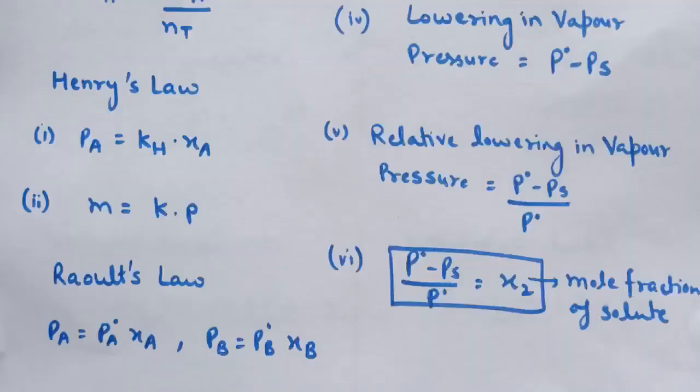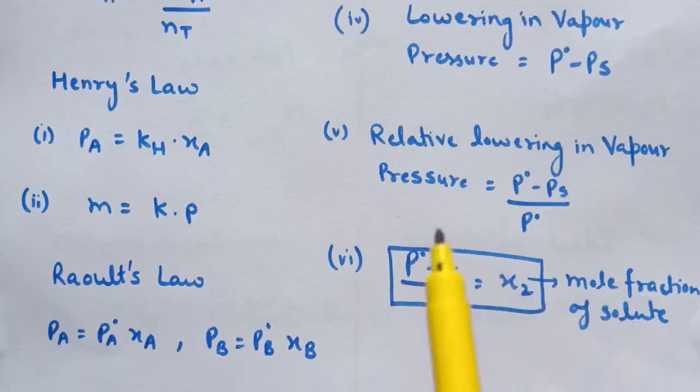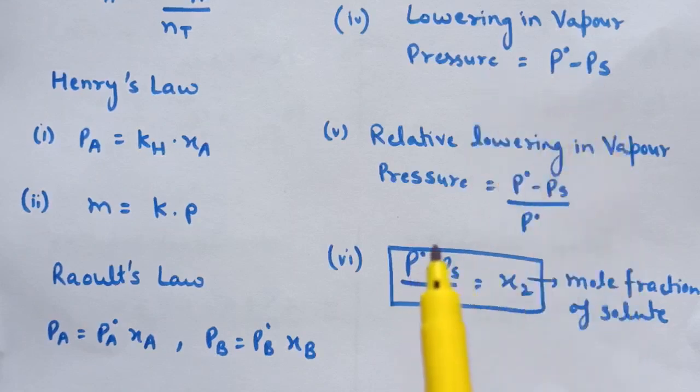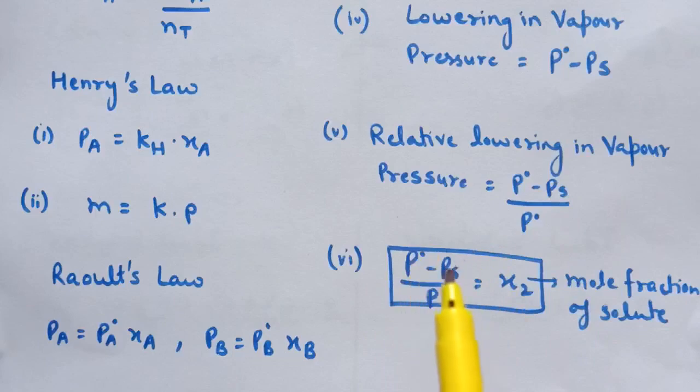Second case is when we add a non-volatile solute to a pure solvent, then vapor pressure will decrease, and that is given by P naught minus PS upon P naught, equal to X2, where X2 is the mole fraction of solute. So here P naught minus PS is the lowering in vapor pressure, and P naught minus PS upon P naught is the relative lowering in vapor pressure. Here P naught is the vapor pressure of pure solvent, PS is the vapor pressure of solution, and X2 is the mole fraction of solute.